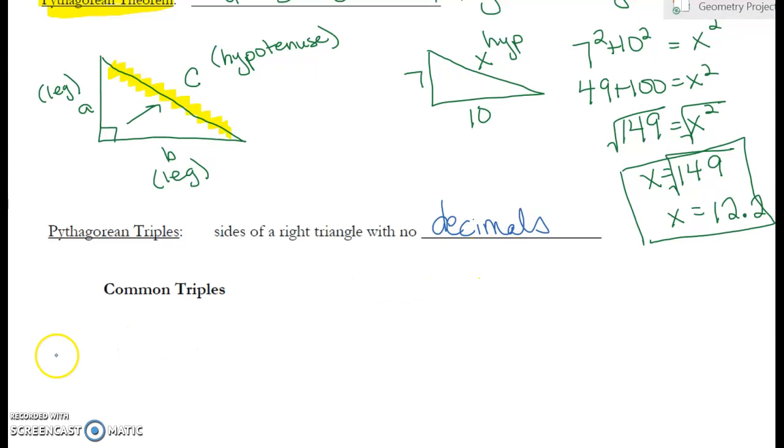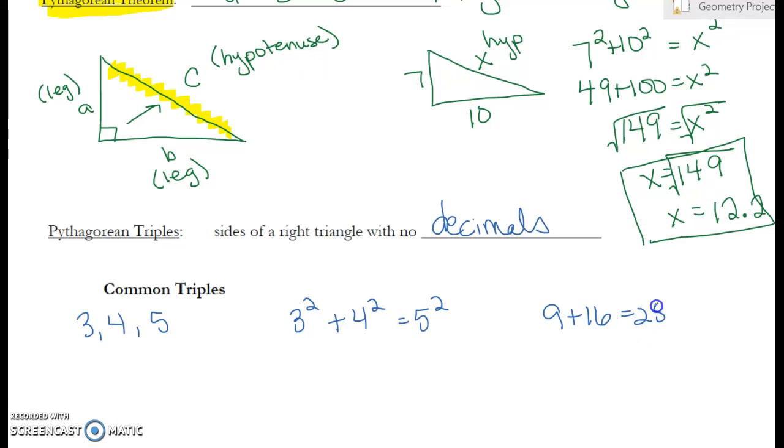So you can't have decimals. A common one is 3, 4, and 5, because that's 3 squared plus 4 squared, which is 5 squared, which is 9 plus 16 equals 25, which gives us 25 equals 25. So that's a triple because they're equal and they're whole numbers.